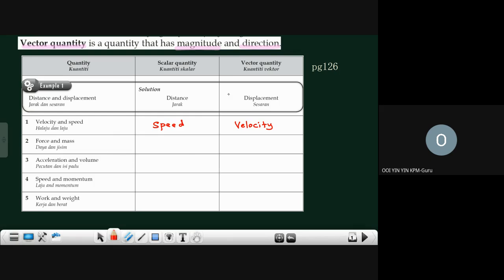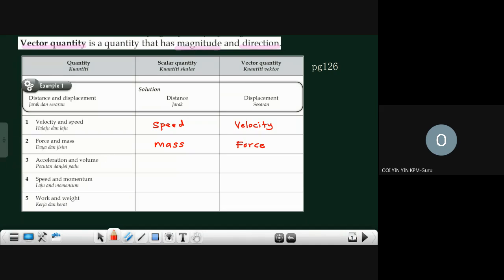And then second one, force and mass. Which one is scalar? Which one is vector? Scalar is mass, how many in kg? Then your force. Now you learn a lot of force in physics, right? Usually force comes with direction, right? Where you apply your force, which side, from where. That's why force is vector and your mass is scalar.